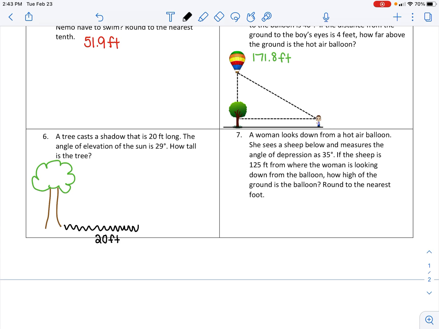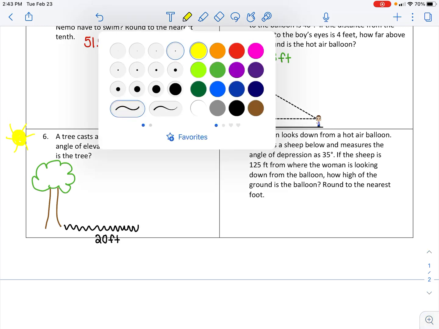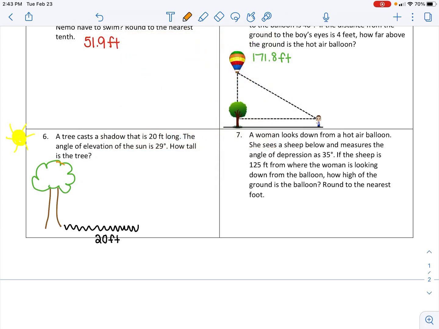The angle of elevation of the sun is 29 degrees. So if we have our sun here, and it's casting that shadow, the angle of elevation, meaning from the sun, basically to the top of the tree there, to the end of our shadow, that angle of elevation is 29 degrees, from the ground up to the sun. So how tall is the tree? So we want to know this length here.